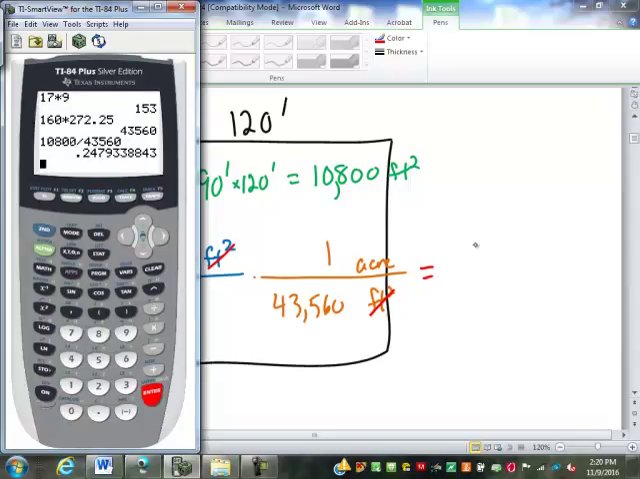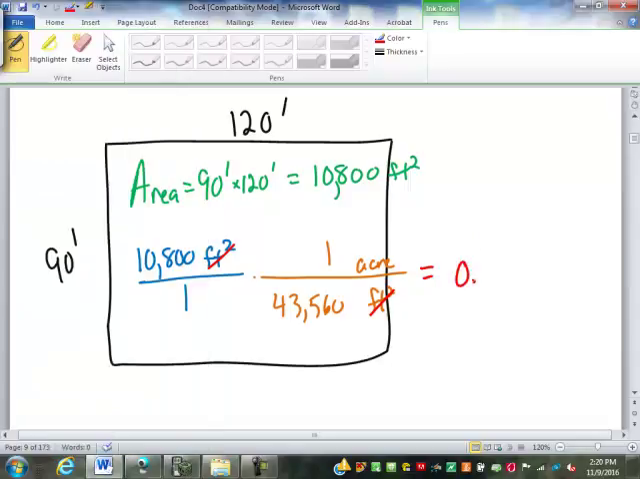That gives us 0.248 basically acres. So that would be a 1/4 acre lot basically. Any questions?